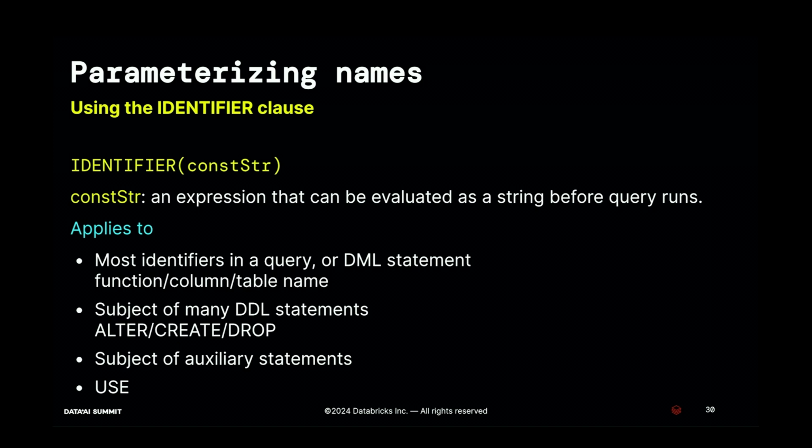It can't be a query that goes to a table, at least not today. It has to be something that we can compute as we parse the query. It's supported in most places where an identifier goes. You can use it in a query for just about any column, function, table name, and the like, or in a DML statement. You can use it as a subject for DDL statements, like ALTER TABLE name. You can use it there, or in CREATE and DROP, and even in things like USE.